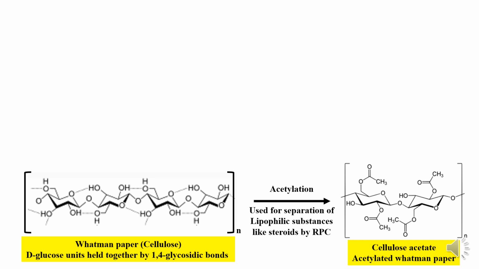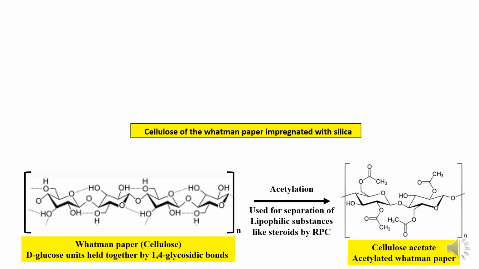And this non-polar cellulose acetate can be used for separation of non-polar substances like steroids. And this mechanism is based on reverse phase chromatography. So why is it called reverse phase? Because in normal phase, the stationary phase is polar, like in the case of cellulose. So in reverse phase, the polarity changes. The polar cellulose is converted into non-polar cellulose acetate. So once the polar surface is made non-polar, it can be used for separation of non-polar or lipophilic substances like steroids by reverse phase chromatography.